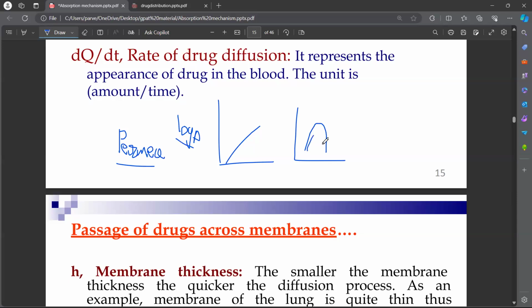Come on, guys, answer my question. Is the relationship between the log P and the permeation linear or U-shaped? Is the relationship between the partition coefficient or lipophilicity and permeation linear or U-shaped? Come on, guys, answer my question. Try to use your concept, guys.